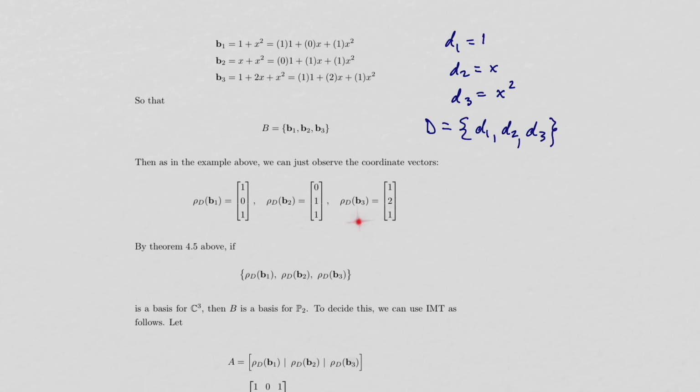Okay, so what good is this? Well, by the theorem that we just saw, if this set of coordinate vectors is a basis for C3, then this set containing the b's is a basis for P2, which is what we're trying to show. Well, it's a lot easier to work with this set of column vectors. How do we show that a set of column vectors is a basis? Well, we just put them into a matrix and row reduce it.